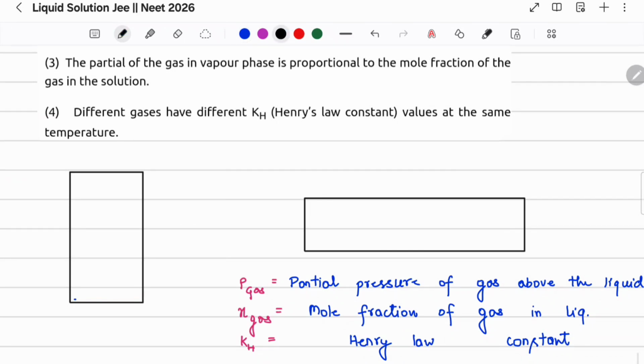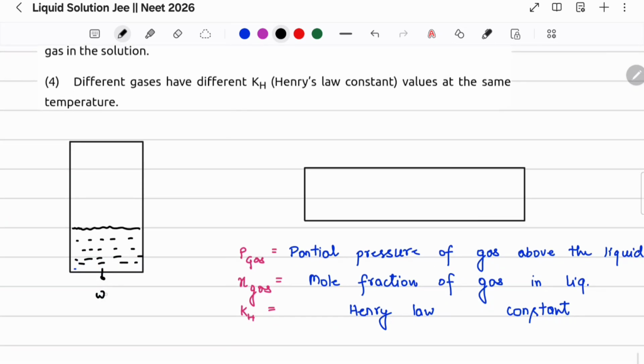Let's try to understand what Henry's law is. Suppose this is water, this total is water, and above the water gas molecules are there. Let's change the color so you can identify. Gas molecules are there. What you need to understand is that when gas molecules are present above, they are going to exert some pressure. I am assuming the pressure applied by the gas, on what? The gas pressure will apply on this surface.